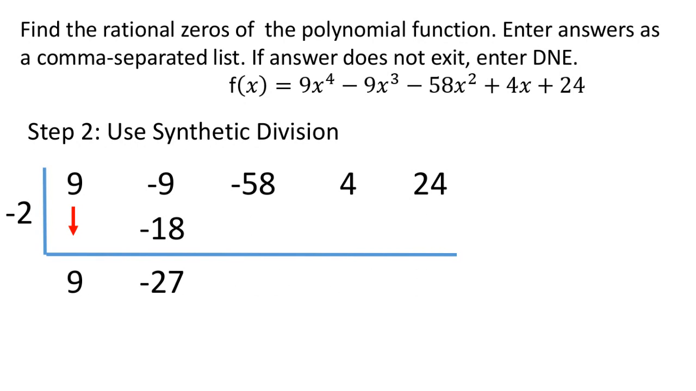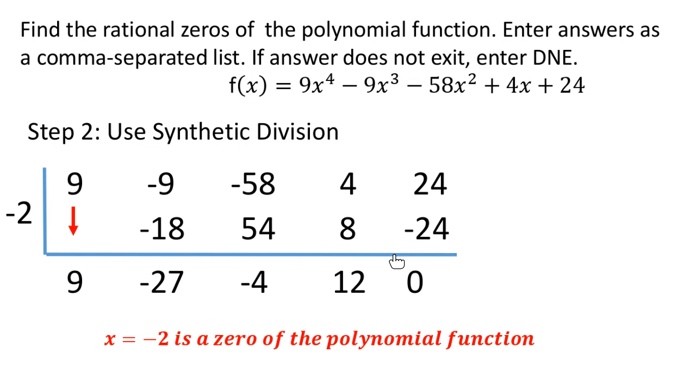Negative 2. So let's try negative 2. Okay, so I bring down the 9. Negative 2 times 9 is negative 18, plus negative 9 is negative 27. Negative 2 times negative 27 is positive 54, plus negative 58 gives me a negative 4. Negative 2 times negative 4 is a positive 8, plus 4 is 12. 12 times negative 2 is negative 24, which is going to be 0. So yes, we don't have to go looking for others, right? So x equals negative 2 is a 0.